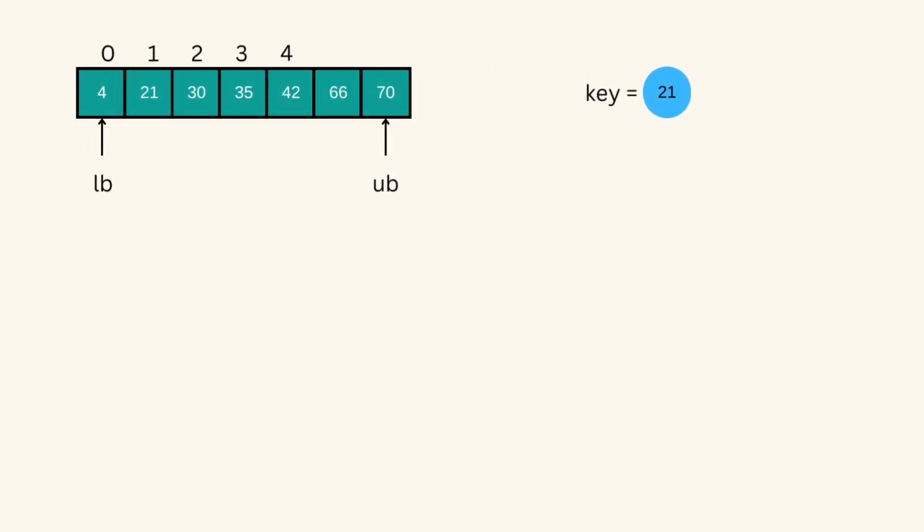Here is an example of a sorted array of length 7. Here, we need to search the index of key 21 from the array. The lower bound is set to 0 and upper bound is set to 6. We need to search for key equals 21.